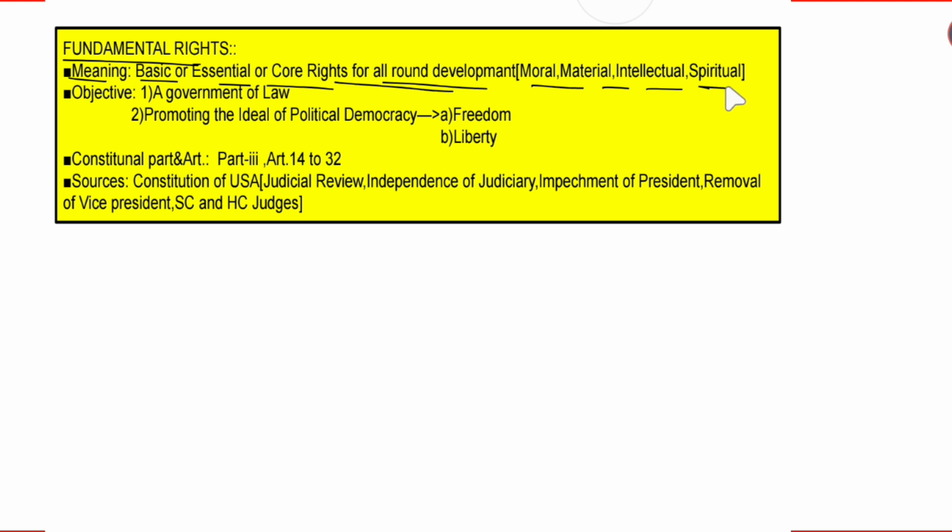Basic or essential or core rights for all-round development: moral, material, intellectual, and spiritual. Now the question is, what are the objectives of the fundamental rights? To establish the government of law and promote the ideal of political democracy, that is freedom and liberty. These are in Part 3 of the Constitution, Articles 14 to 32. These are the fundamental rights.